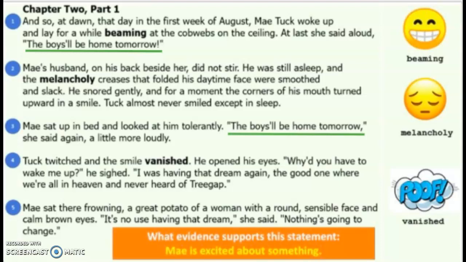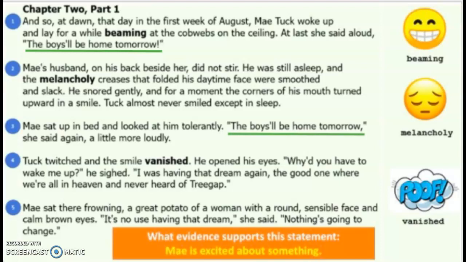Now, as a teacher, if the question says, what evidence supports this statement, May is excited about something, and somebody wrote, "The boys will be home tomorrow," I would give that 1 star. It's not quite relevant. It doesn't quite show us that she's excited. So let's go back into the text. Now, looking back at paragraph 1, I notice one of our vocabulary words, beaming, right? Smiling widely. If she's smiling widely, she must be pretty excited about something.